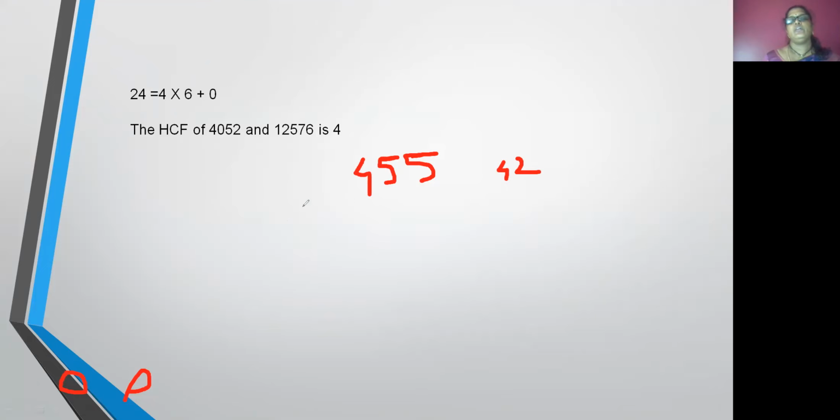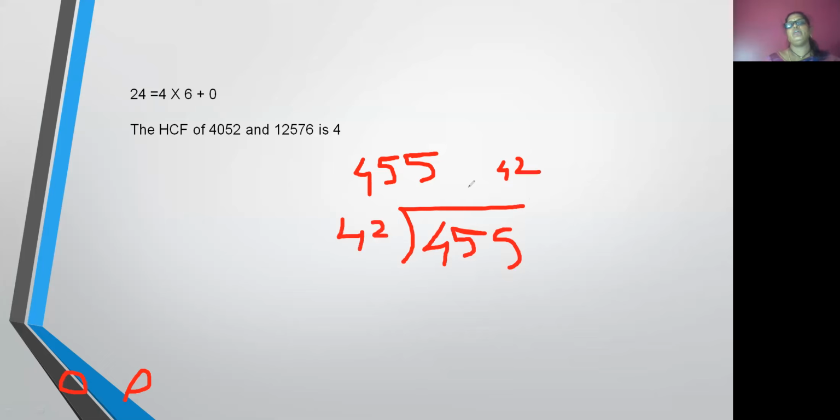How to find? So step 1, what do you have to do? What does the division algorithm state? A equal to, yes, very good, super. A equal to B into Q plus R. Now 42 table, how many times? 455, 10 times. It's 420. Now subtract 420 from 455. What is the answer you will get? You will get 35.